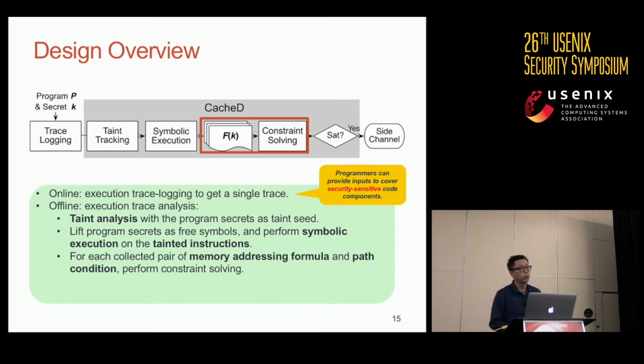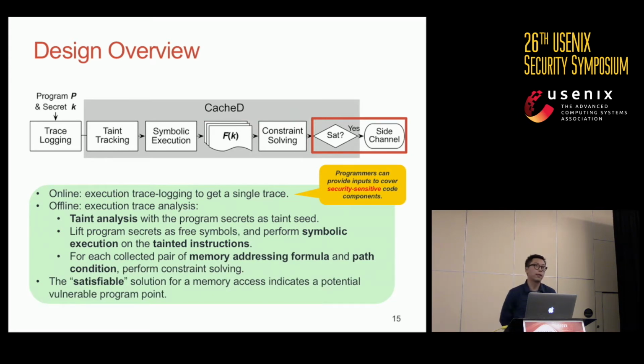Ideally, this will give us a number of memory access formulas depending on the key and also some corresponding path conditions. So what we can do is to put each pair into a constraint solver. If the constraint solver gives us some satisfiable solution for these constraints, it will indicate that the memory access we are checking potentially leads to a vulnerable program point regarding our threat model.